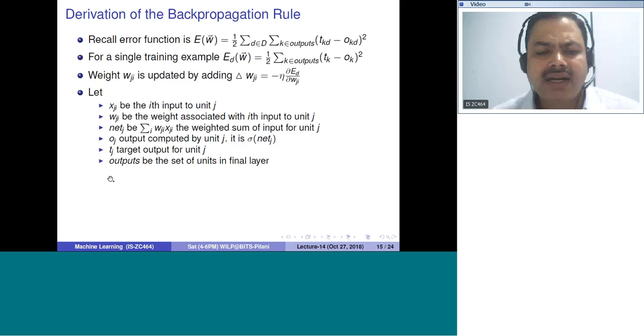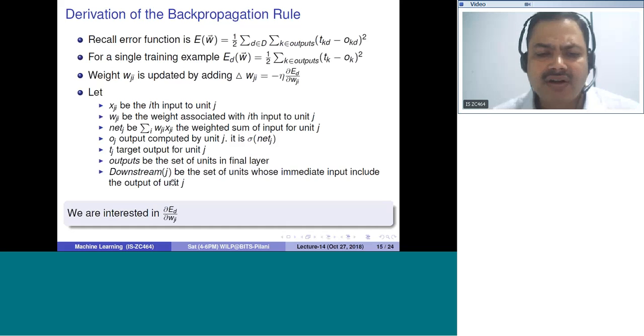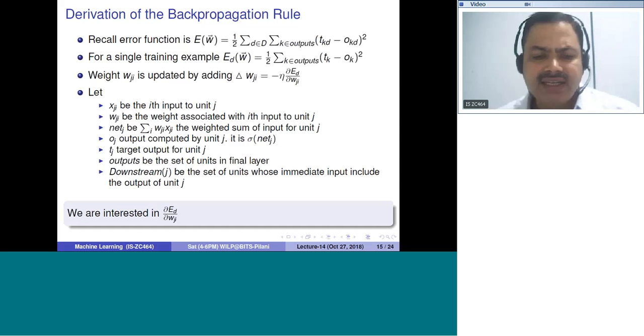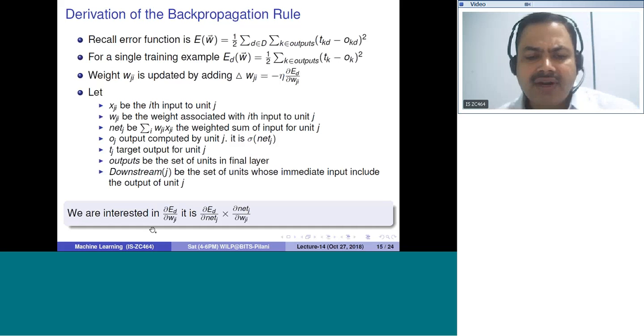Target, what should be the target output on the final layer? Downstream of j means the set of units whose immediate inputs include the output of the unit j. So we are interested in this quantity. If you find this, then you can put it into this formula and find out how the weights would change. Then you would change that weight and repeat the algorithm multiple times. Finding it directly is difficult, therefore we put it into this form. Delta E upon delta wji is, by the chain rule, delta Ed upon delta net j multiplied by delta net j upon delta wji.